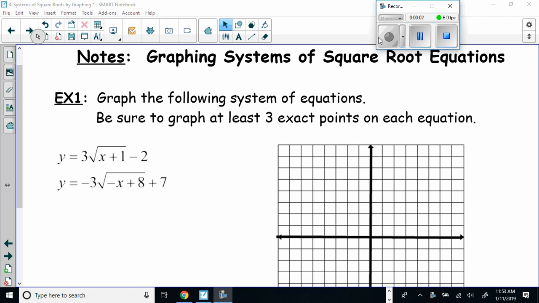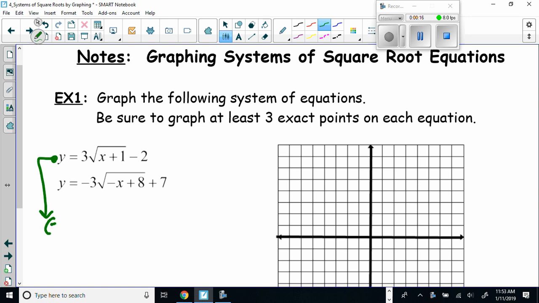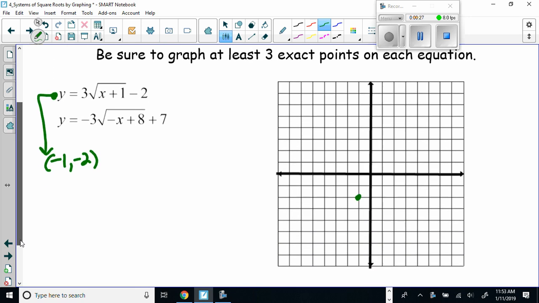So the first thing I'm going to do is identify, let me try this color maybe, identify my starting point. So what's my starting point for this very first equation? It is -1, -2. Good. There's my starting point. I'm going to mark that on my graph. -1, -2.